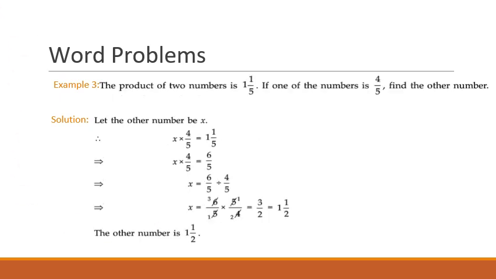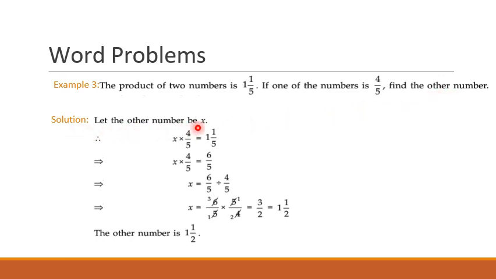Now let's see one more problem on fractions. Example 3. The product of two numbers is 1 1/5. If one of the numbers is 4/5, find the other number. So in this problem, the product of two fractions is given and one of the fractions is given and we have to find the other number. So in all such problems, we have to perform the division. So let's see the solution.